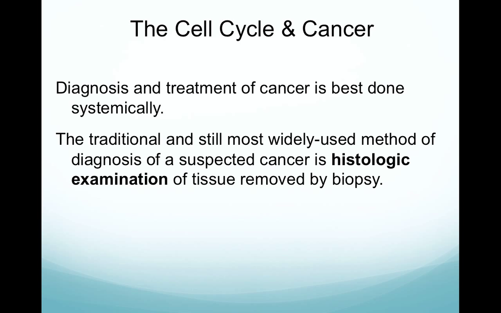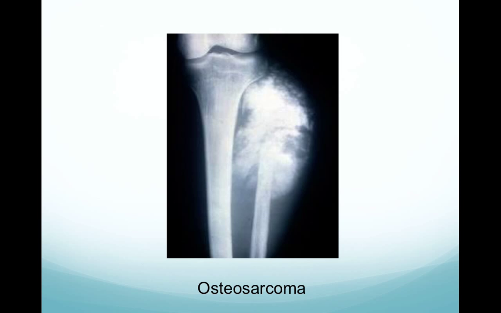Diagnosis and treatment of cancer is best done systematically. The traditional and still most widely used method of diagnosis is histologic examination of tissue removed by a biopsy. So here is a picture of an osteosarcoma, but it's of a leg. So this is near the knee, basically. Okay, so just below the knee.